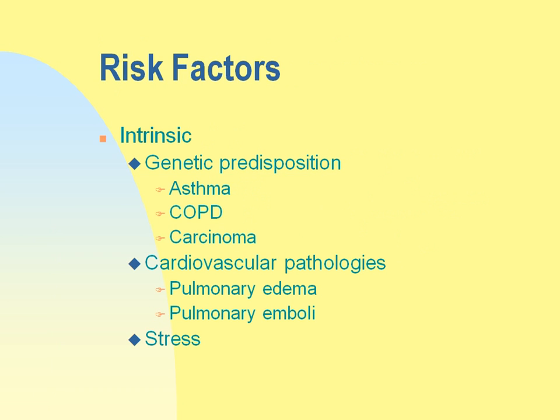So risk factors. Intrinsic ones are the ones you're born with, genetic. Asthma, some people actually have COPD. Obviously, cancer is another one. Kind of an interesting thing about cancer: cancer is 100% genetic, by the way.